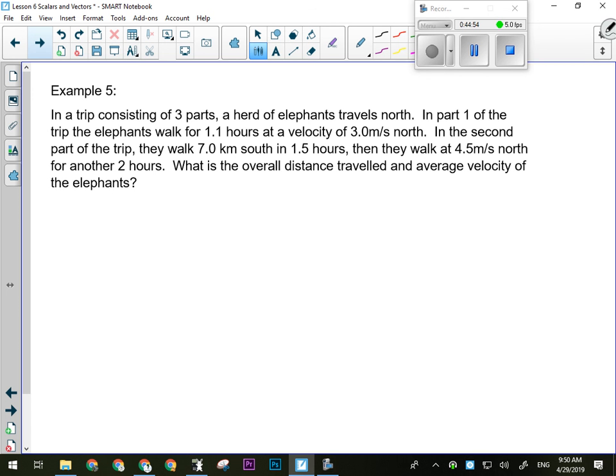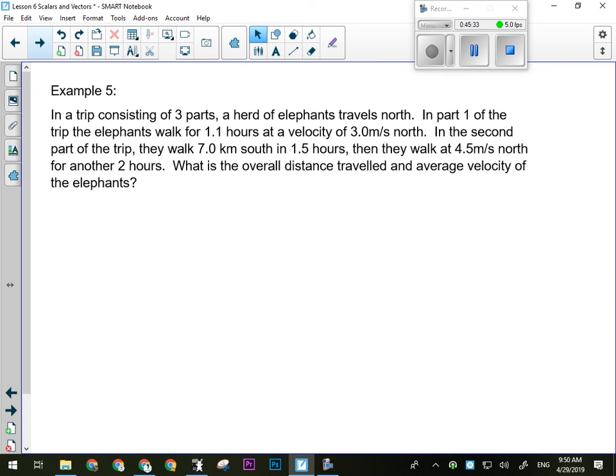Okay, give this one a try. We'll finish off with this one. We've got a trip that has 3 parts this time, not 2, but 3. A herd of elephants travels north. In part 1 of the trip, the elephants walk for 1.1 hours at a velocity of 3 meters per second north. In the second part of the trip, they walk 7 kilometers south in 1.5 hours. Then they walk at 4.5 meters per second north for another 2 hours. What is the overall distance traveled and the average velocity of the elephants?